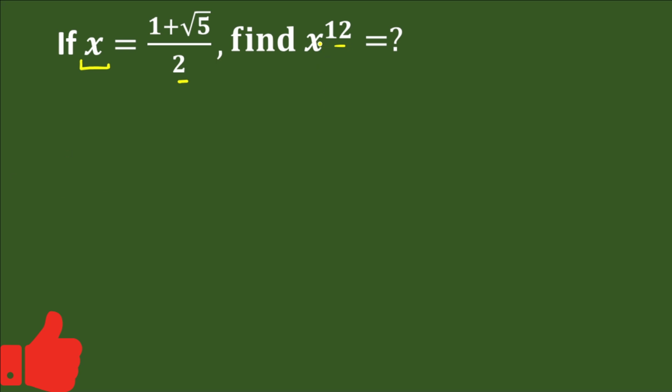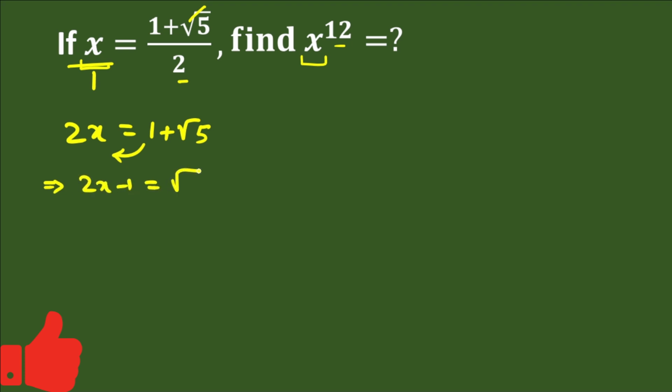Now for solving this, we'll have to raise the power up to 12. So our first step will be: the value of x is given and we'll eliminate this square root. In the next step we'll cross multiply it. It is divided by 1. Now if we cross multiply, it is 2x equal to 1 multiplied by 1 plus square root of 5. Now for eliminating the square root, we'll take 1 to the left hand side. So our equation will be 2x minus 1 equal to square root 5.